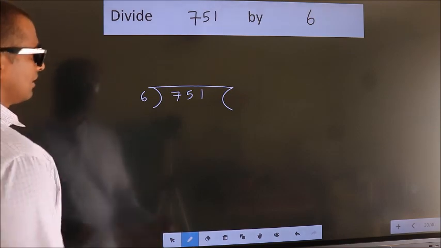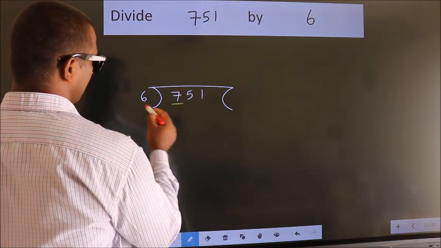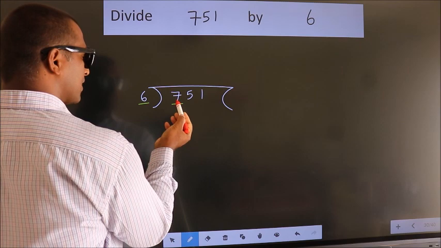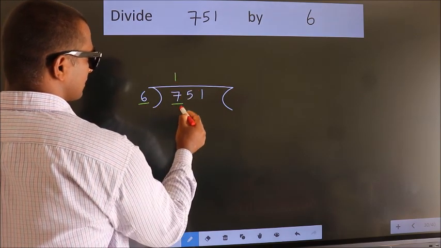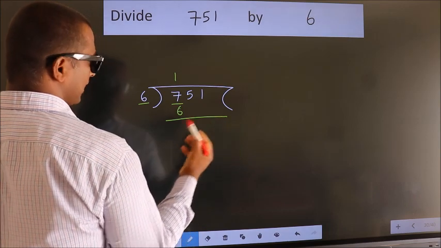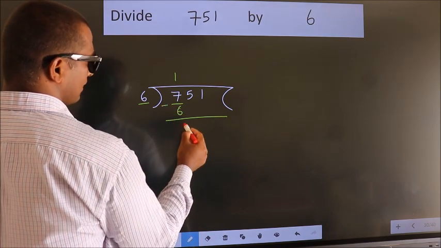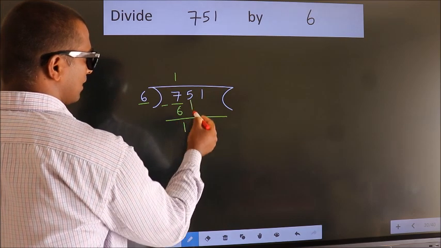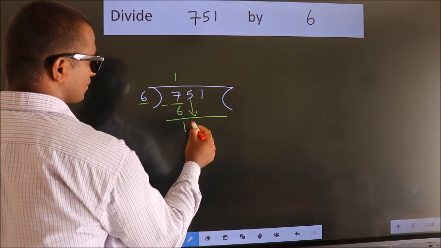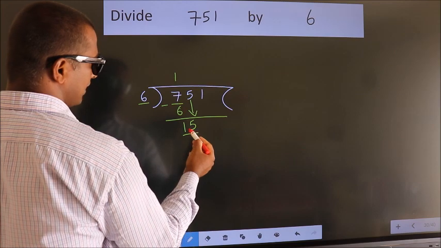Next, here we have 7, here 6. A number close to 7 in 6 table is 6 ones, 6. Now, we should subtract. We get 1. After this, bring down the beside number. So, 5 down. So, 15.